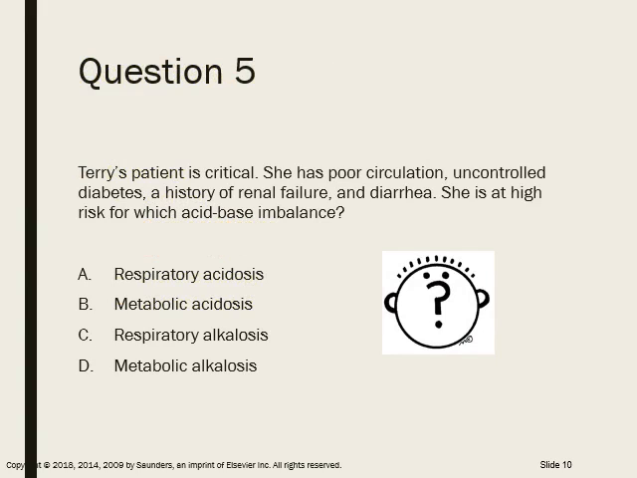Question 5. Terry's patient is critical. She has poor circulation, uncontrolled diabetes, a history of renal failure, and diarrhea. She is at high risk for which acid-base imbalance? Is it A, respiratory acidosis, B, metabolic acidosis, C, respiratory alkalosis, or is it D, metabolic alkalosis? Take a moment to consider your response for this question.